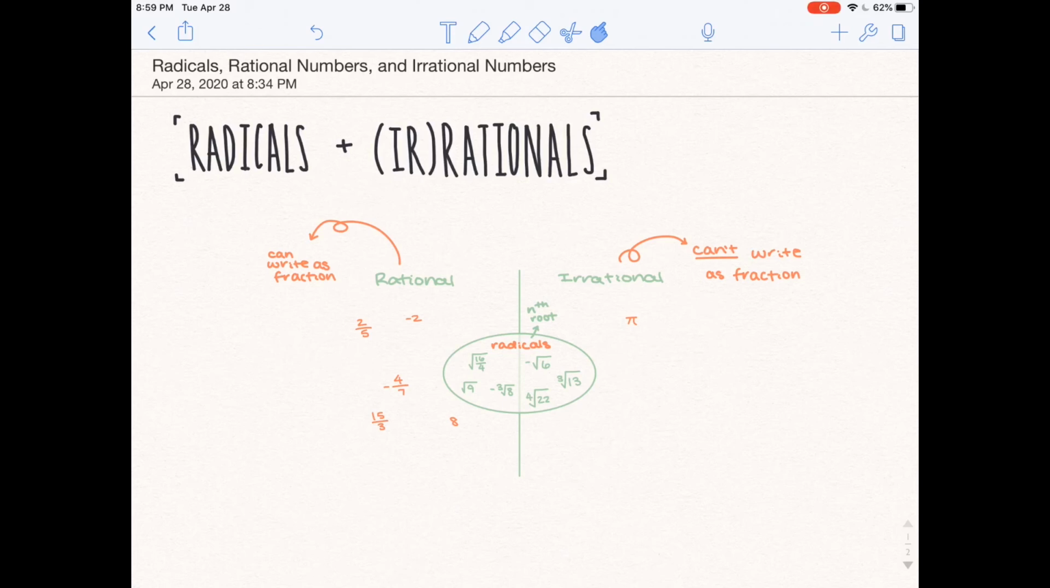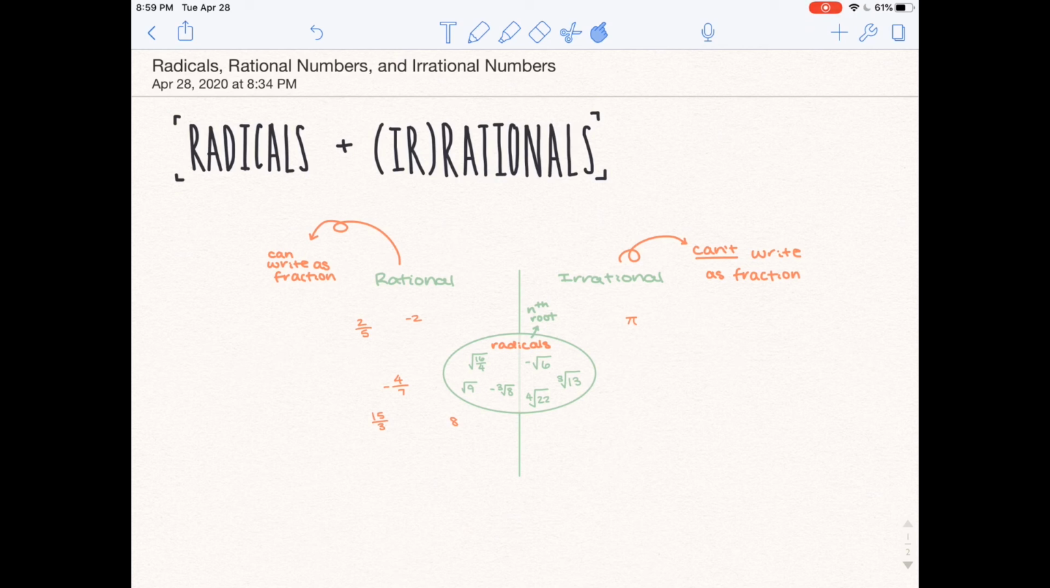Today we're going to talk a little bit about radicals, rational numbers, and irrational numbers. So you might be wondering what all of these terms mean. Rational numbers are numbers that you can write as fractions. These are numbers like 2/5, -2, +2, anything on the left side of the diagram, and that includes numbers in the bubble, which we'll get to later. So rational numbers can be positive, negative, or 0.